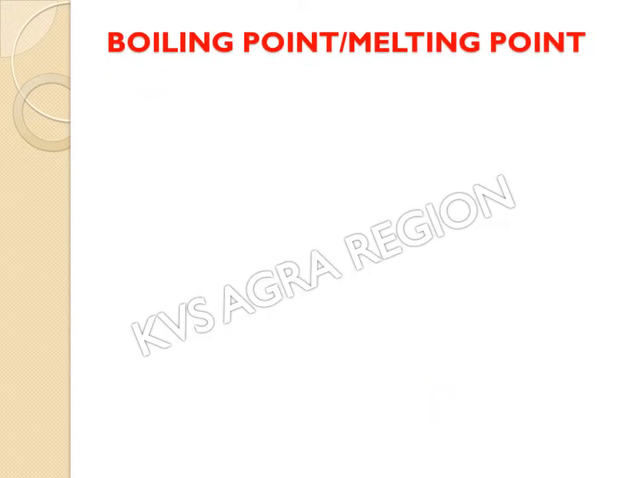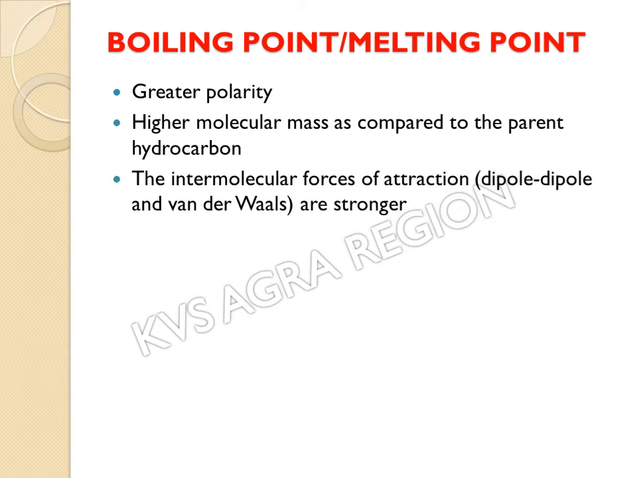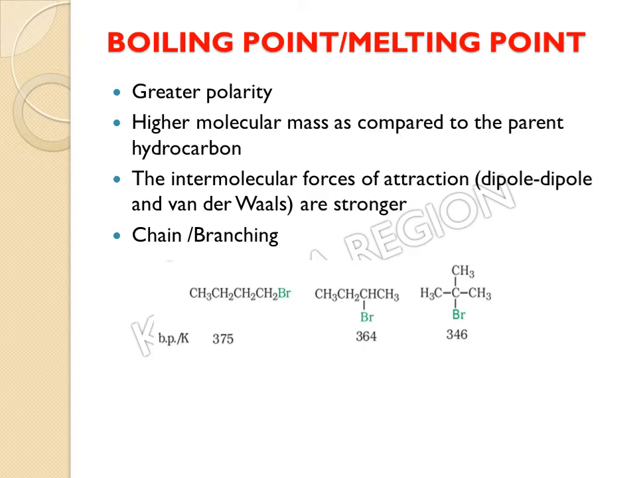Boiling point and melting point. It depends upon greater polarity, higher molecular mass as compared to the parent hydrocarbon, and stronger intermolecular forces of attraction, that is dipole-dipole and van der Waals, and chain or branching. Here we can see this example: 1-bromobutane, 2-bromobutane and 2-bromo-2-methylpropane. Here we can very well see that the boiling point of normal bromobutane is 375, that of 2-bromobutane is 364 Kelvin, and 2-bromo-2-methylpropane is 346.